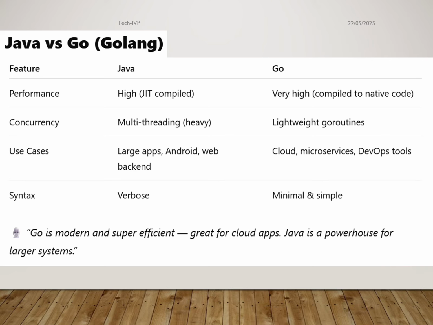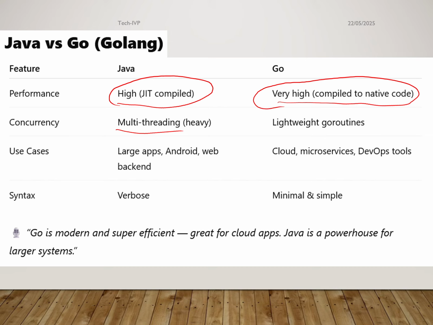Java versus Golang. Java has a JIT compiler, just-in-time, but Golang compiles very fast to native code. It is multi-threading heavy, but with lightweight goroutines. If we talk about use cases, Java is for enterprise-level large apps, Android, and the web as well. But Golang is for cloud-based apps, microservices, and DevOps tools. Syntax: Java is verbose, Golang is minimal and simple.